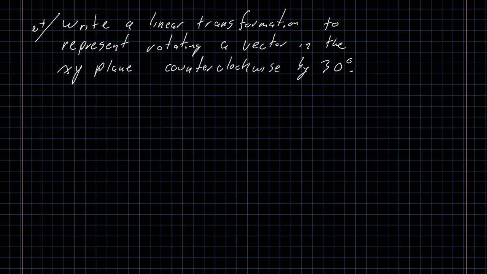So as an example, I might want to write a linear transformation to represent rotating a vector in the xy plane counterclockwise by 30 degrees. This is surprisingly a very important application of linear algebra and matrix transformations. We can use matrix transformations to represent rotating things, and this is how computer graphics work. Computer graphics are all based around working with matrices.